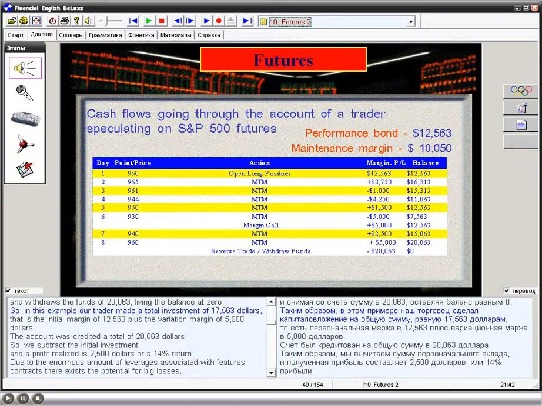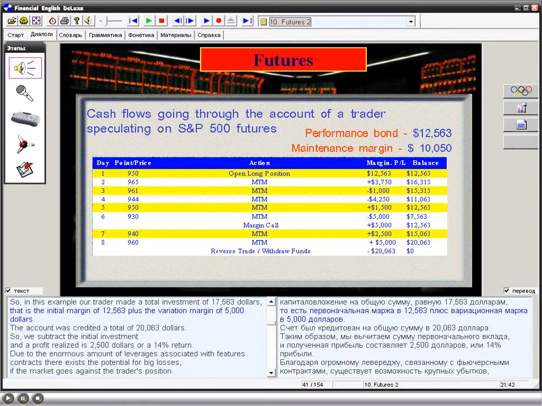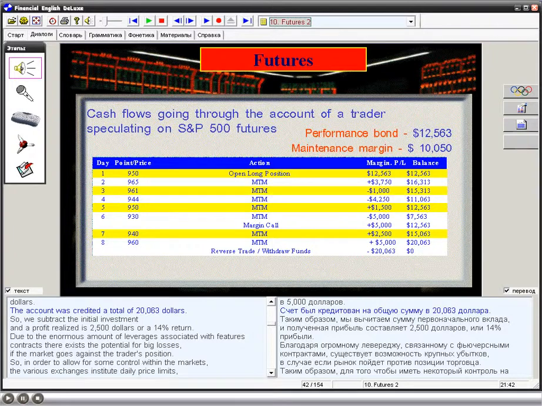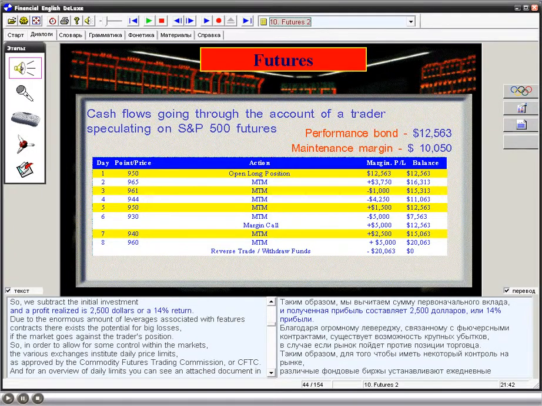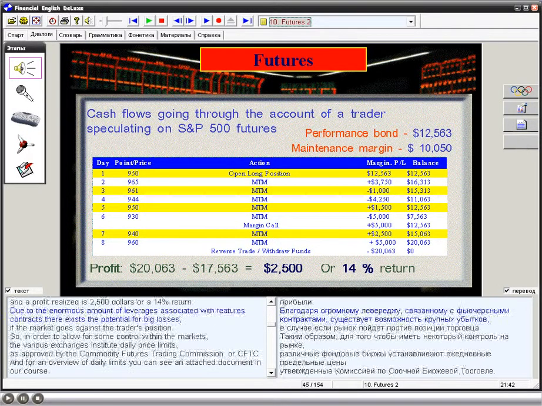So, in this example, our trader made a total investment of $17,563. That's the initial margin of $12,563 plus the variation margin of $5,000. The account was credited a total of $20,063. So we subtract the initial investment, and the profit realized is $2,500, or a 14% return.